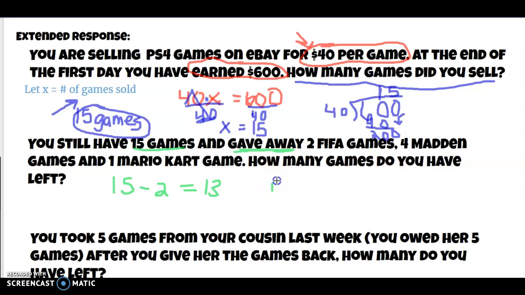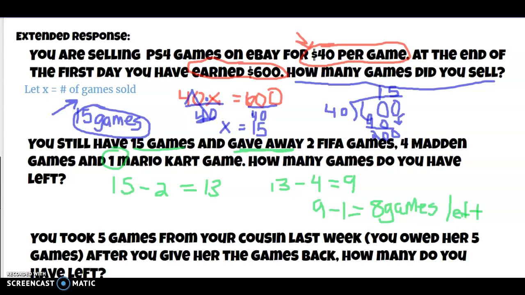But then I go ahead and give away 4 Madden games. So I'm going to go ahead and subtract 4 now. That'll bring me down to 9 games left. Then it says I gave away 1 Mario Kart game. So I'm going to go ahead and take that 9 and subtract 1. And how many games do I have left? 8 games, and you should definitely say left, because that's what I still have in my stash that I might want to sell. So 8 games left.